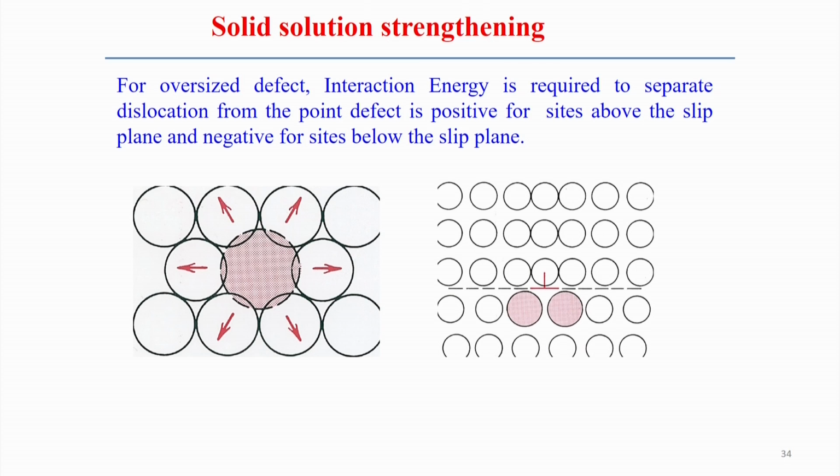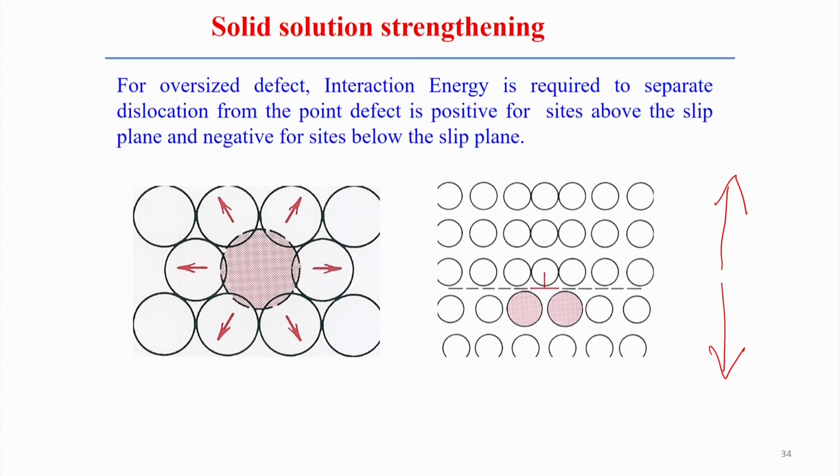Now in solid solution strengthening, we can look into the oversize defect, where the site is occupied by an atom which is oversized. In that case the interaction energy required to separate the dislocation from the point defect is actually positive for sites above the slip plane, positive above the slip plane and negative below the slip plane.